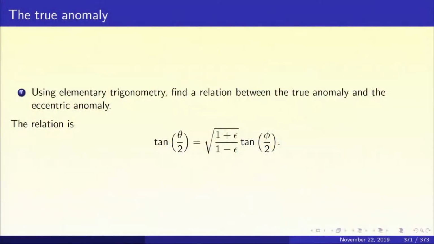As I promised, there is a relationship between the true anomaly and the eccentric anomaly, and that relationship is right here on the slide. Tan theta by 2 equal to square root of 1 plus epsilon upon 1 minus epsilon, tan phi by 2. Prove this by using elementary trigonometry.